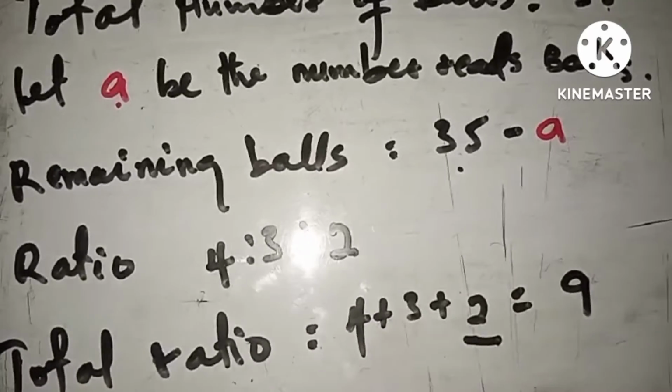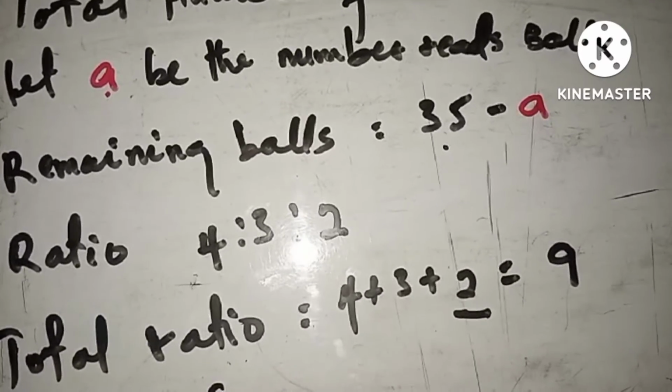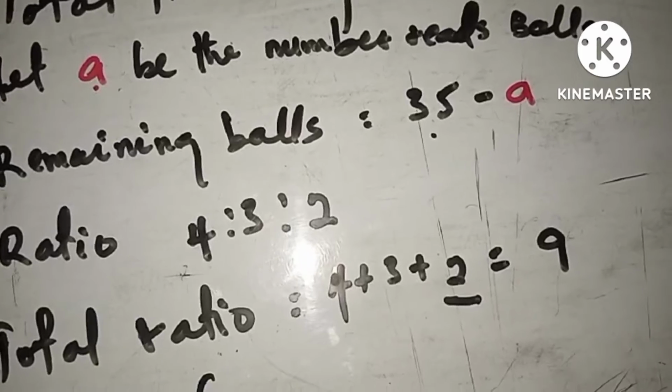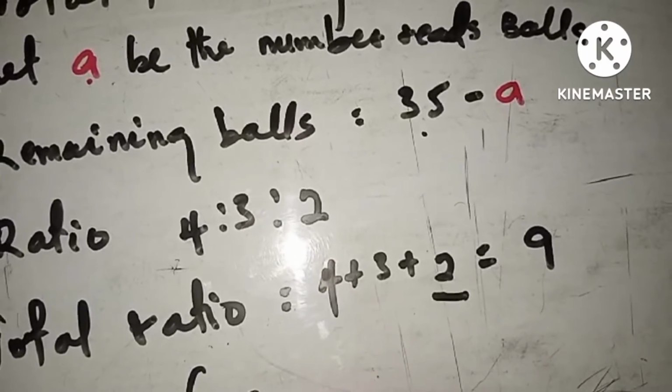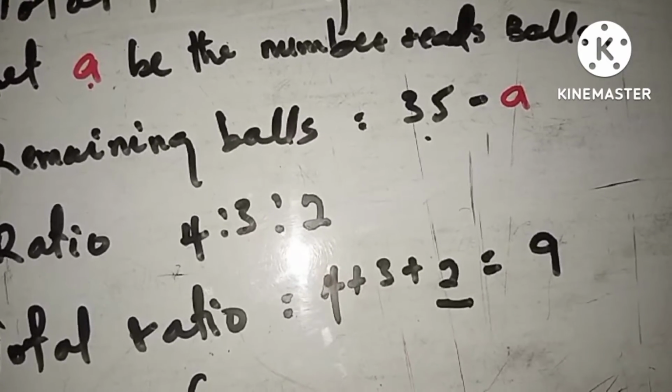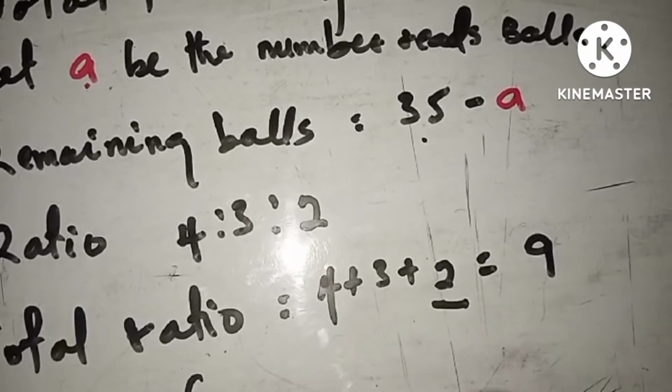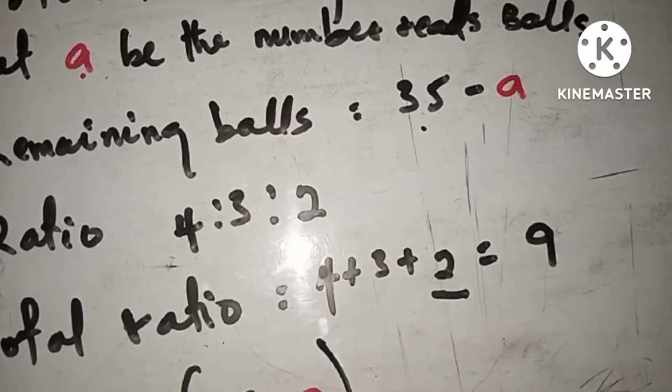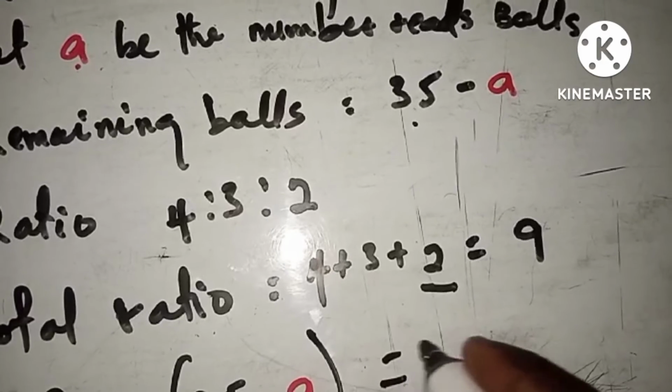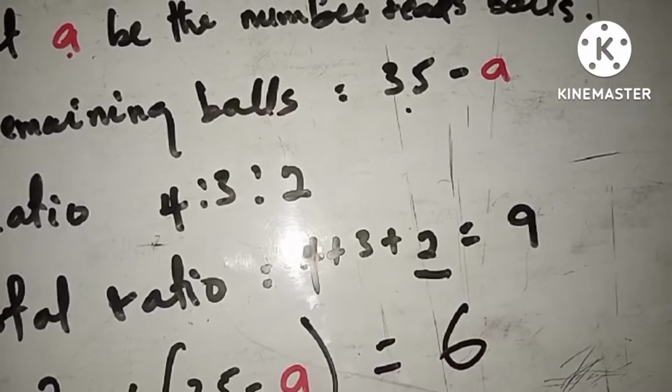So what remains here is our 35, and then minus a, right? So 35 minus a. This is very, very simple. And then this is the smallest one, which was 6 from the question. So everything is equal to 6, right?